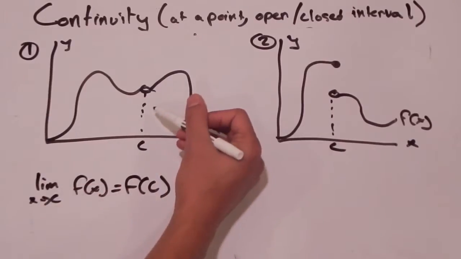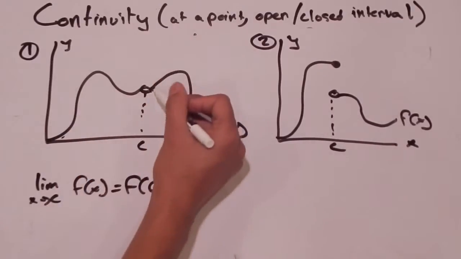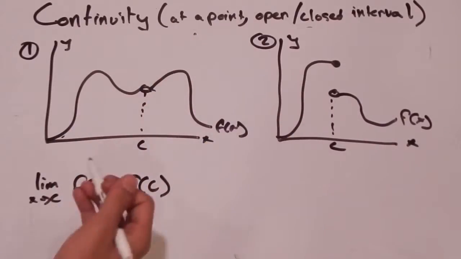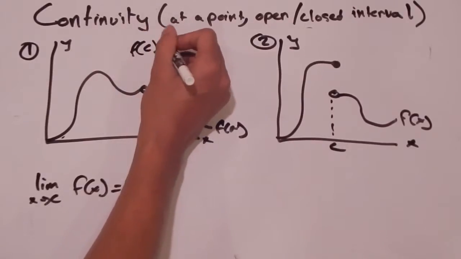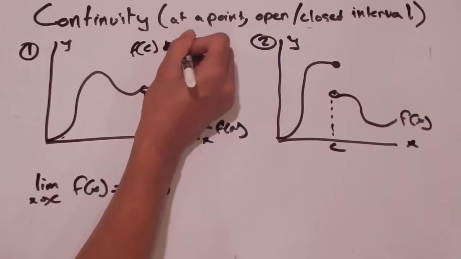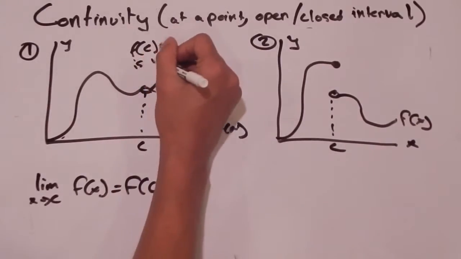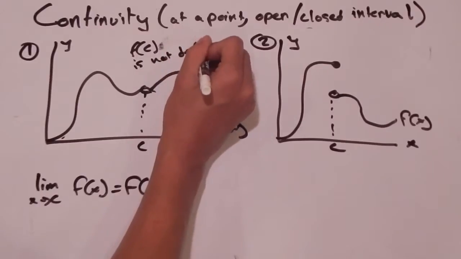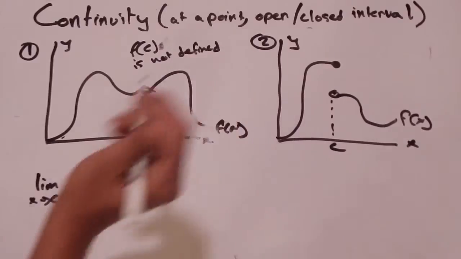Well, right away, we see that the function has a hole right here. If we were to trace it, we'd have to pick up our pen and then start after that hole. The reason is because f of c does not exist. So f of c does not exist. It's not defined. So let's write that. Is not defined. So at this point, right here, the function is not continuous.